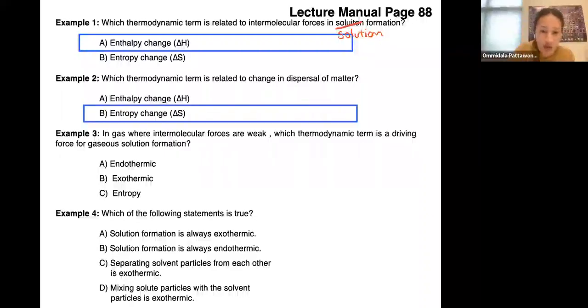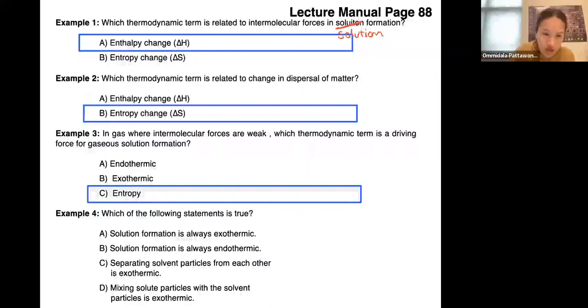In gas where intermolecular forces are weak, which thermodynamics term is a driving force for gas solution formation? And we already see this, right? So when there is an absence of IMF, the driving force would come from the entropy change.